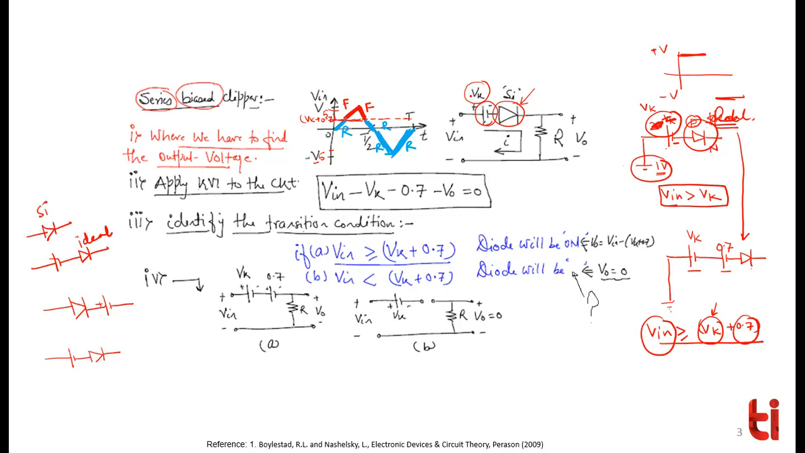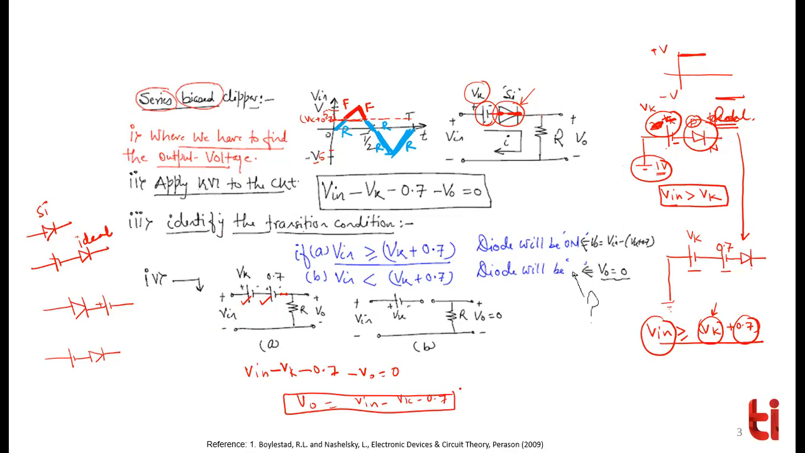Okay, if the diode is in forward bias, it will be short. Let me redraw the circuit. So the circuit is already redrawn over here. When the diode is in forward bias, the Vk battery, the 0.7 volt battery, is there, and the diode becomes short. Now apply KVL. So Vin minus Vk minus 0.7 minus V0 equal to 0. So V0 equals Vin minus Vk minus 0.7.